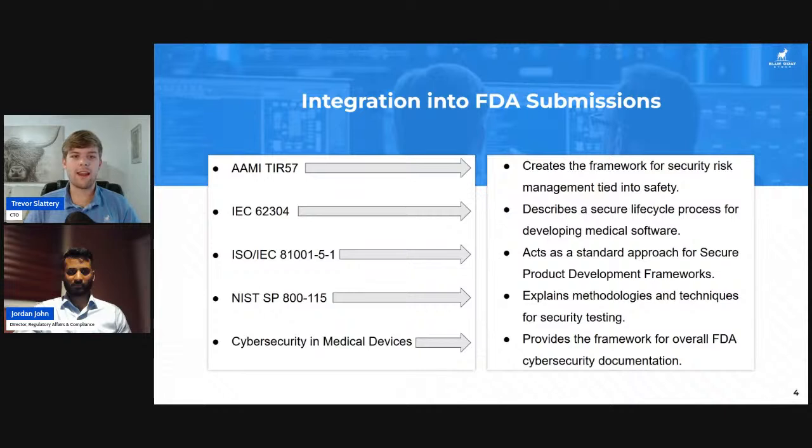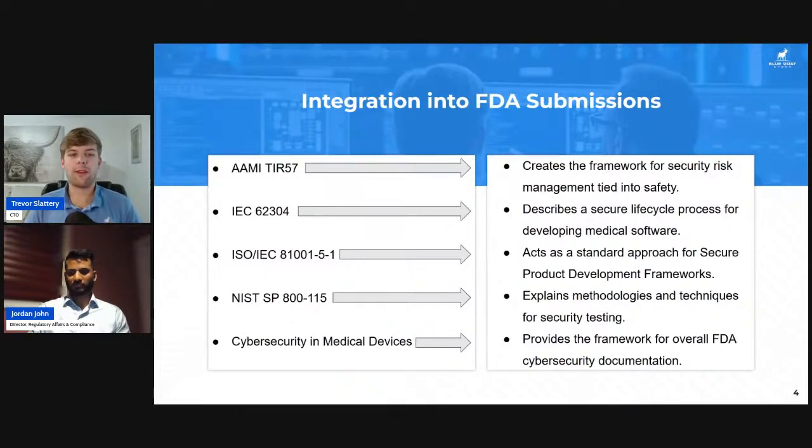Next, we want to look at ISO and IEC 81001-5-1. So this is going to be a bit more of a standardized process around the secure product development framework and talks a little bit more about the actual implementation as opposed to the process flow. They're both very important to consider, and they both work in collaboration, which is why we wanted to call out both as opposed to one or the other.